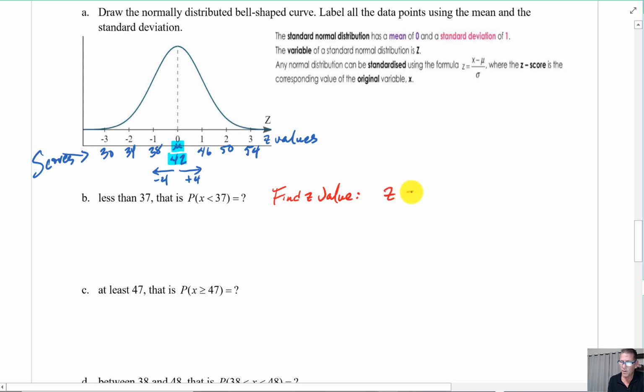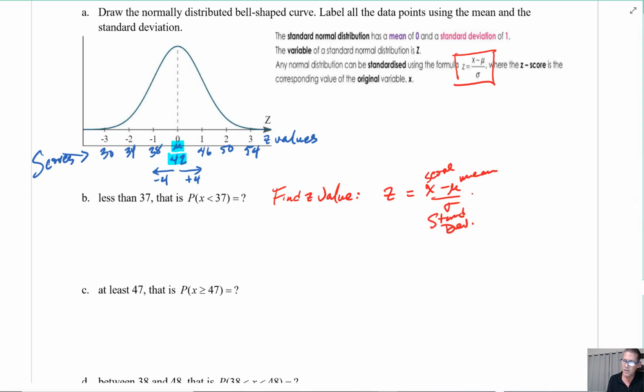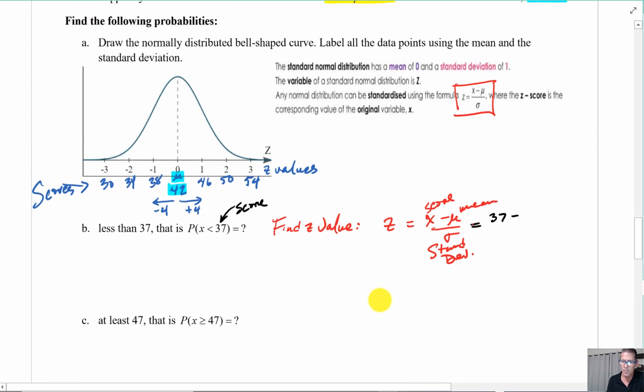Z is right up here. This is the typical formula: z is always found by taking the score minus the mean, divided by the standard deviation. That's how you find the z-value every single time. The score right here is 37. So we take 37 minus the mean, which in the problem is 42, just look at the graph, and divide that by the standard deviation of 4. So let's get a z-value.